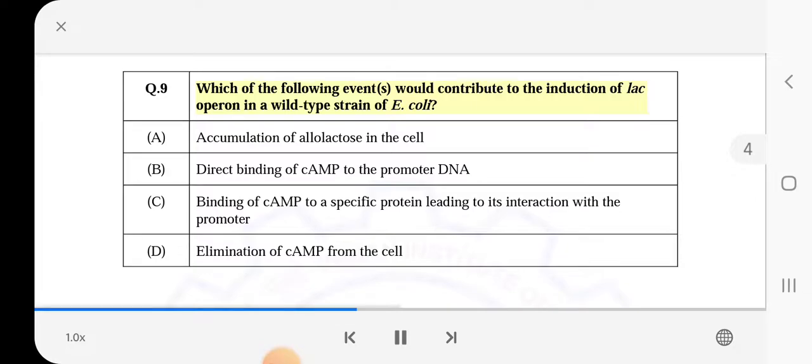Q.9 Which of the following events would contribute to the induction of lac operon in a wild-type strain of E. coli? A. Accumulation of allolactose in the cell. B. Direct binding of cAMP to the promoter DNA. C. Binding of cAMP to a specific protein leading to its interaction with the promoter. D. Elimination of cAMP from the cell.